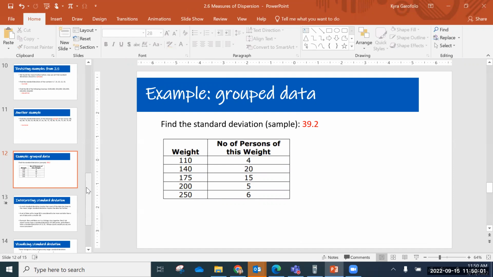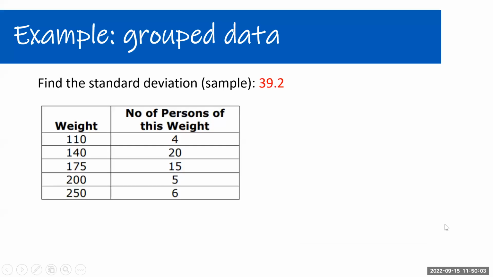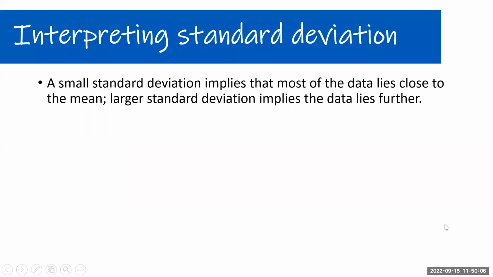Again, follow through, pause, do what you need to do to make sure that that makes sense. Now, if we want to interpret our standard deviation, basically a small standard deviation means that most of the data is lying close to that point, and a larger standard deviation means that it's more spread out.